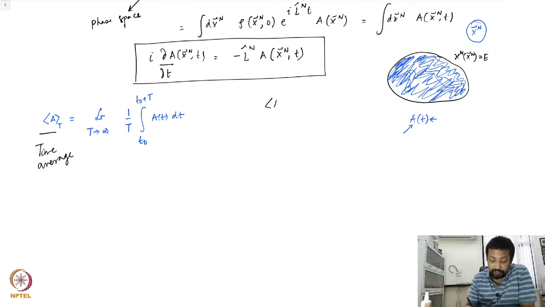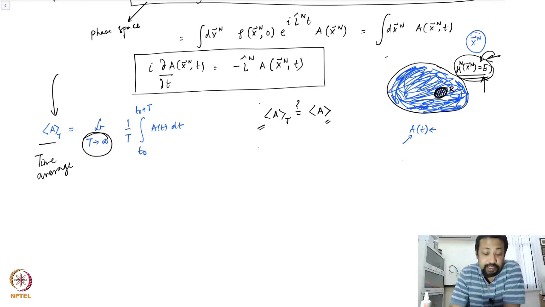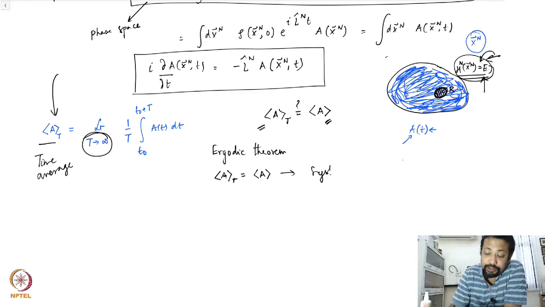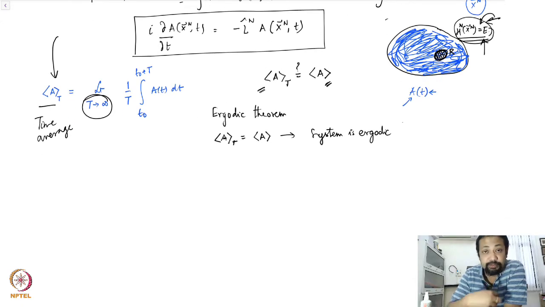Right? Now the question is, is this equal to the phase space average? So now that we have two averages that are defined, one is the time average, average A of T, and the other one is the phase space average, the question is whether both of these are equal. When are they equal? And the answer to that comes from the ergodic theorem. The ergodic theorem essentially tells you that not only should the time average exist, but if the system is ergodic, then the two averages are equal. So this happens when the system is ergodic, or alternatively the flow in the phase space is an ergodic flow.